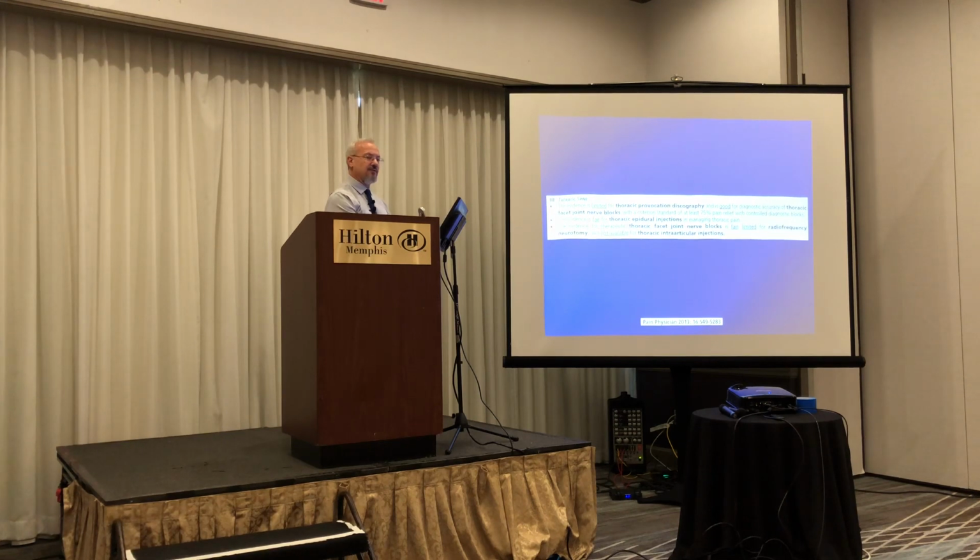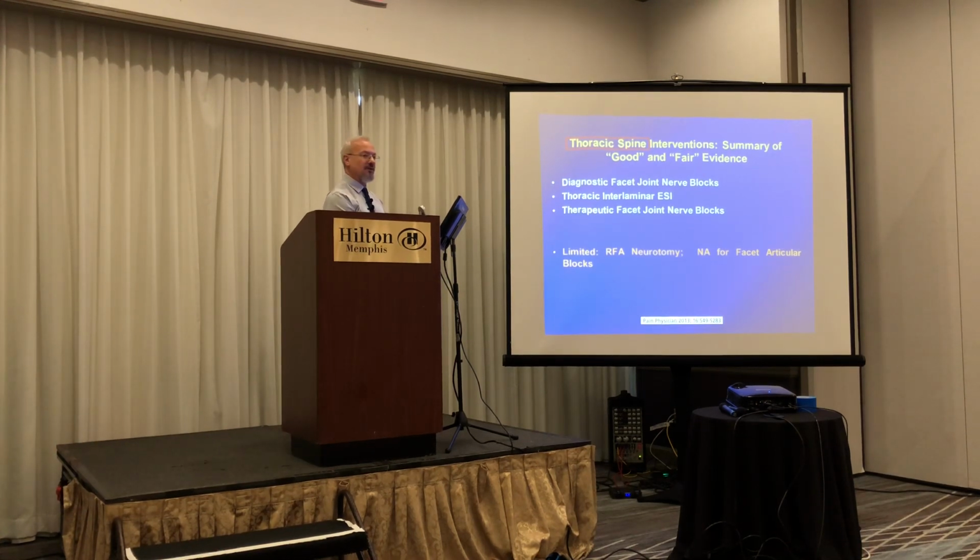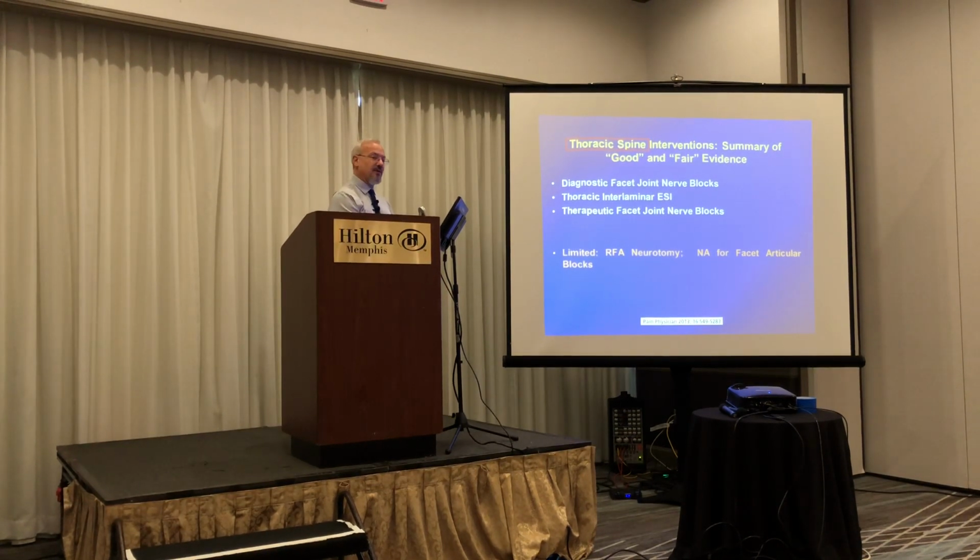We typically do a paramedian approach, and you can read this for yourself about how a paramedian approach is conducted. That same reference from ASIPP and from Pain Physician documents what the evidence is in favor of the respective thoracic procedures. Let's go through it. So the evidence is good to fair for diagnostic facet joint nerve blocks, not for articular nerve blocks, but for the medial branch nerve blocks. The evidence is good to fair in favor of thoracic interlaminar epidural steroid injections. The evidence is good to fair for therapeutic facet joint nerve blocks. Everything else is somewhat limited.